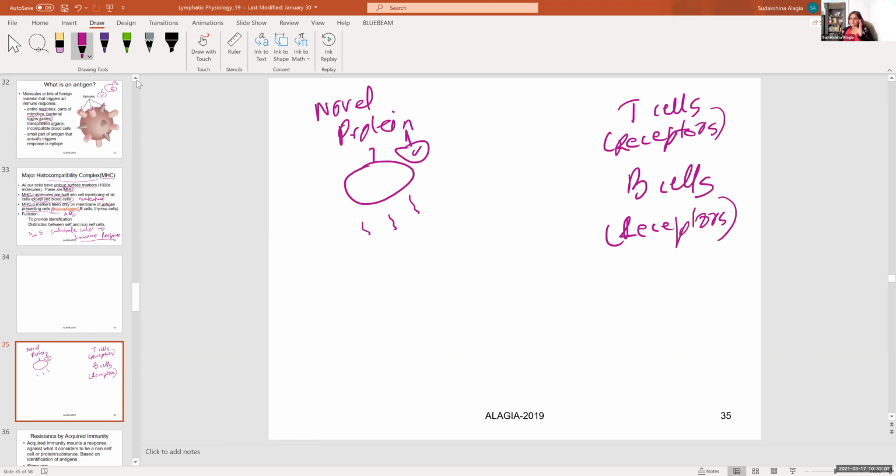So the goal of the body in any kind of adaptive immune response is to look for which T cell, which B cell can bind to this novel protein, meaning which T cell, which B cell has the surface receptor. And typically we'll have at least one or two somewhere that can bind to this novel protein. It will have the receptor. It's all about shape.